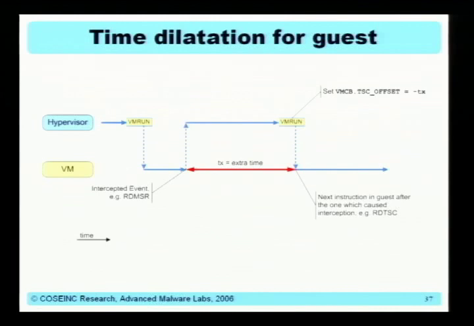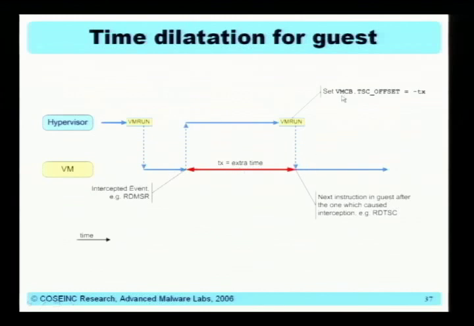It's easy for us to cheat about the time for the guest. So again, here we have the hypervisor. It calls VM run, so we're executing inside a virtual machine. And let's say we call read MSR here. So this is intercepted. We go into the hypervisor. The hypervisor does something to service this call, and then it restores the execution of the guest. So it took like X extra time, extra cycles.